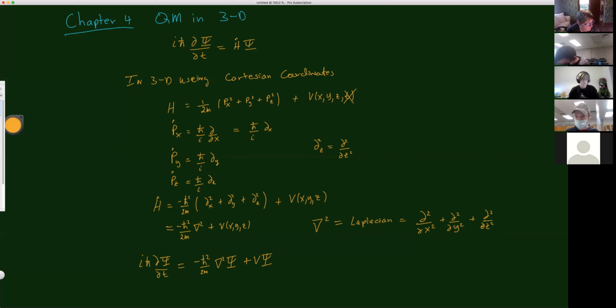Now, if we wanted to look at something like the probability of finding the particle, well, just like before, it's going to be psi star psi. And if you want to find a particle in a particular infinitesimal volume, you have to do an integral.